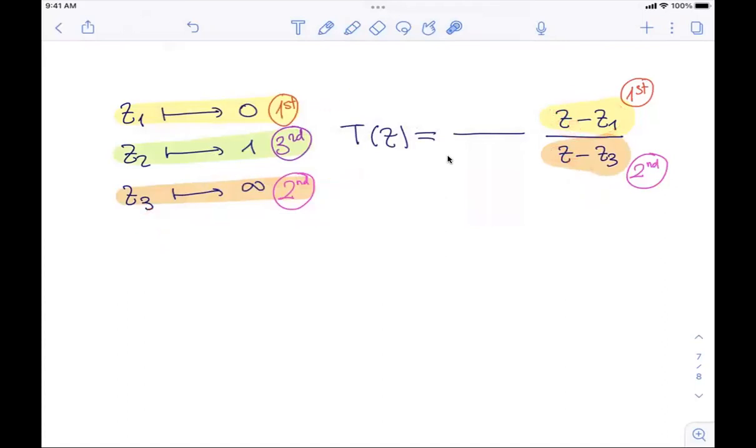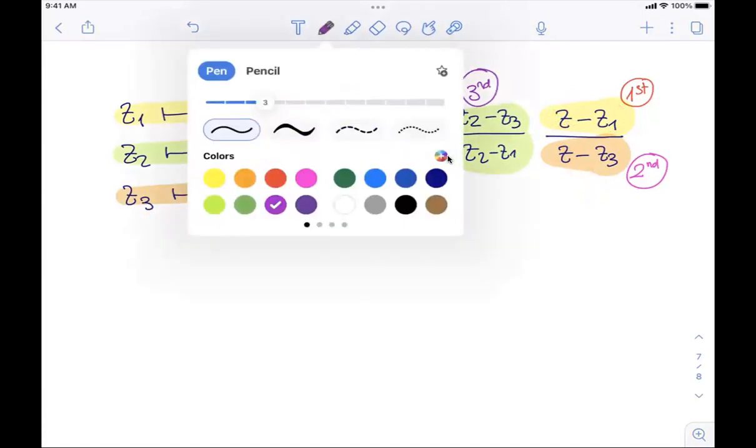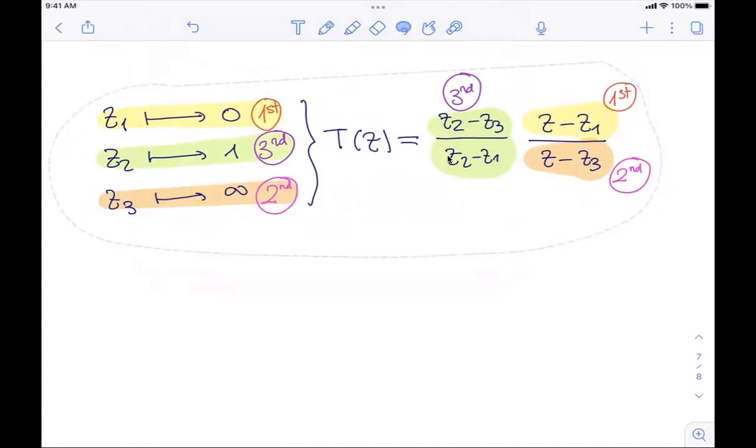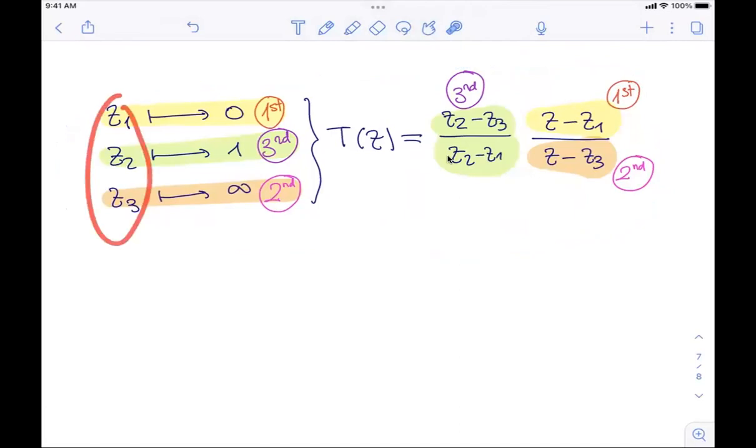Now, if I evaluate z2, this is some number, but it's definitely not 1. So I need to adjust here for what is missing. So I adjust z2 minus z3, z2 minus z1, just cross products. Okay, and this is the third step. And this is the algorithm I was talking about. Okay, with this idea, you can find any example you want of a mapping that maps any 3 points, z1, z2, z3 to 0, 1, and infinity.